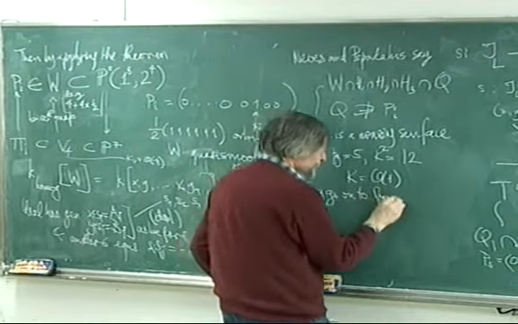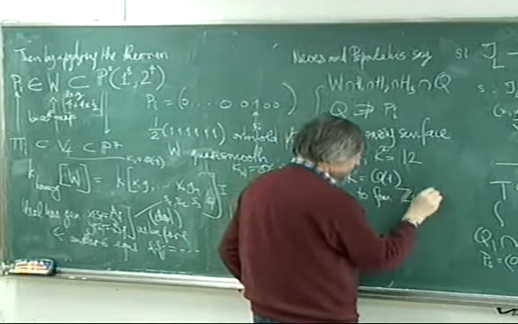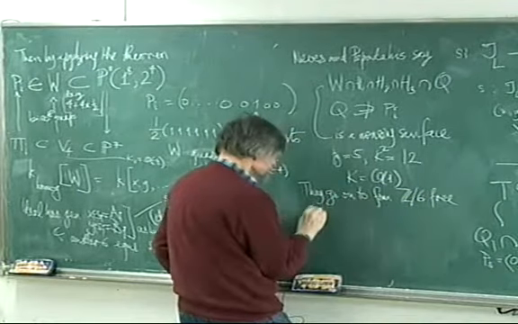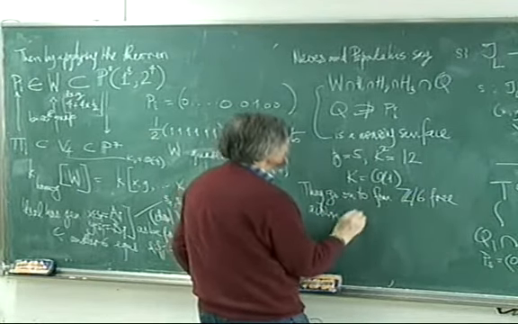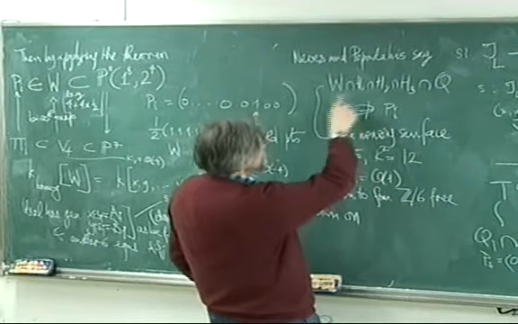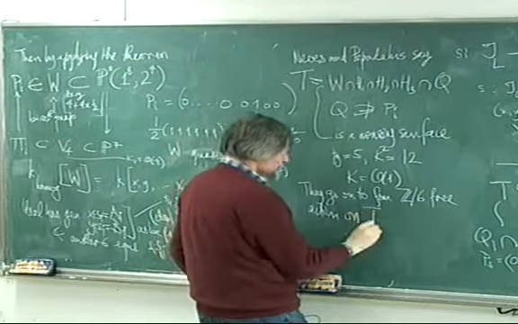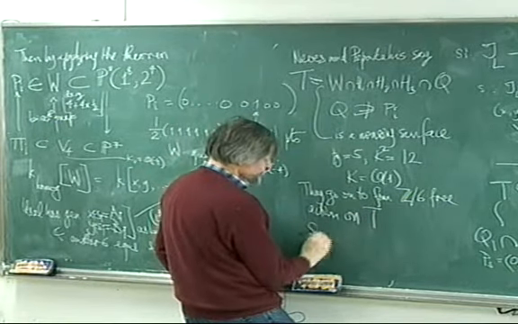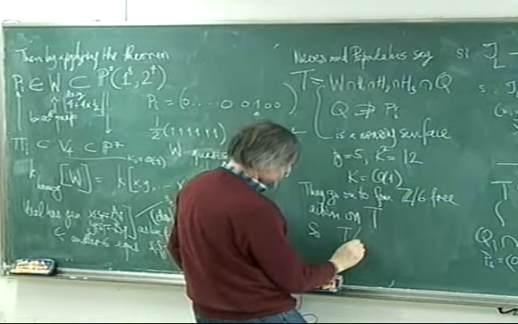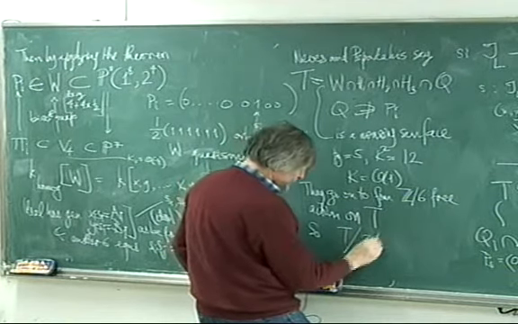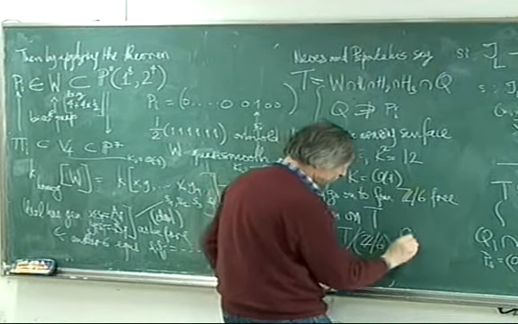And so they go on to find a Z mod 6 free action on this, so I'm calling this T, so that T divided by the Z mod 6 is Campedelli.